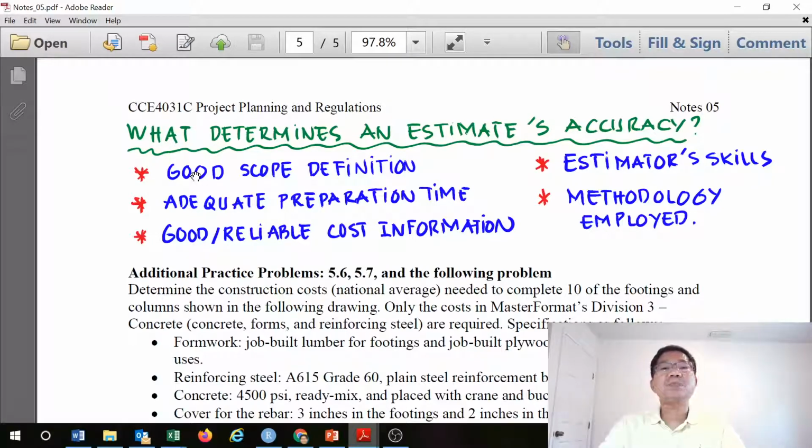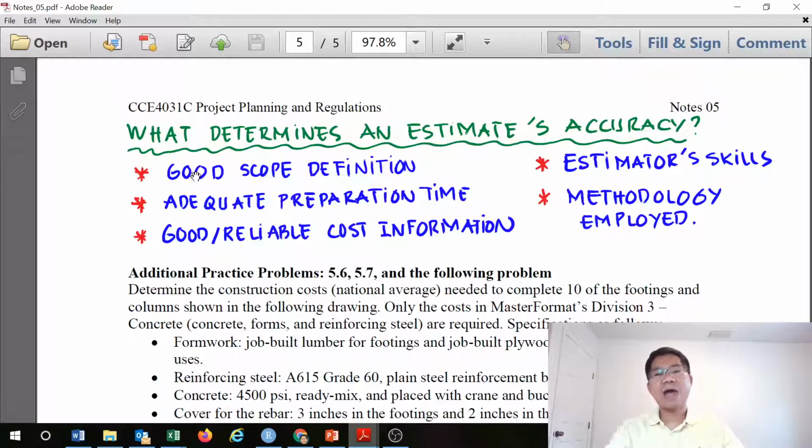And then we have to have adequate preparation time. That is very important, because if you do it at the last minute, then potentially errors and rush will not ensure the estimate is accurate. So for project 1 that we introduce in the next lesson, please take time to prepare for the project. Don't do it at the last minute.